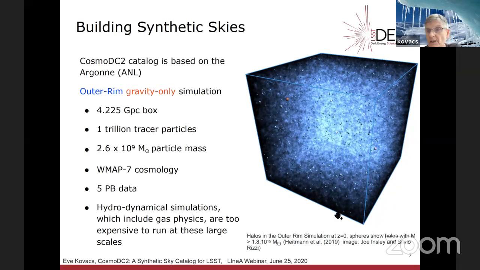I'm showing you a visualization of the Outer Rim box here. These spheres are the dark matter halos above about 2 times 10^15 solar masses. There are 1,000 or so of these objects, which is a very large number of these very massive halos. Now you might wonder, if we really want to get the physics right, don't we have to include all of the gas physics, the so-called gastrophysics, and shouldn't we be doing a hydrodynamical simulation? The problem is that at the moment, these are just too expensive to run at such a large scale. And so it can't be done yet, maybe in the future.